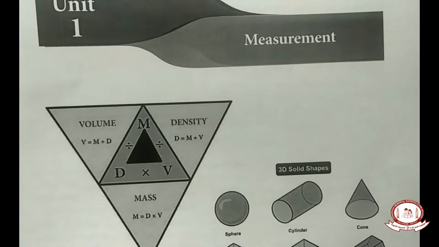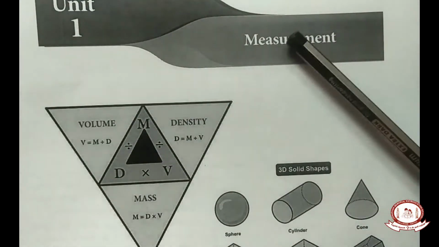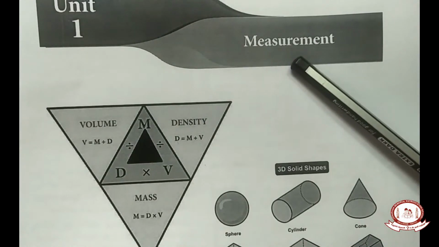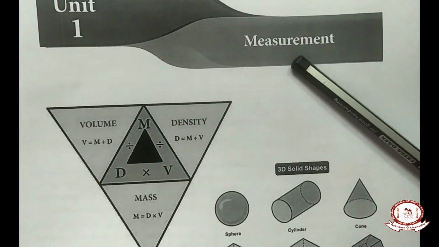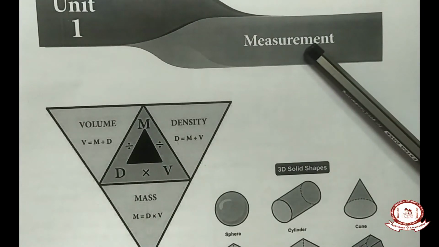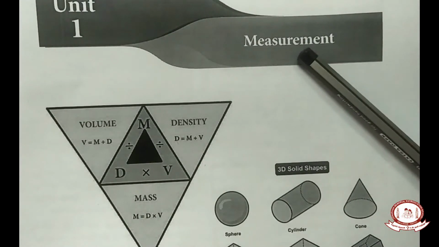Children, in science, the first unit is measurement. We are going to study about the first unit, measurement. What is measurement? Measuring something. You know, the milkman measuring milk. Do you understand the meaning, ma'am? Measurement. Okay, the heading of the lesson is measurement.